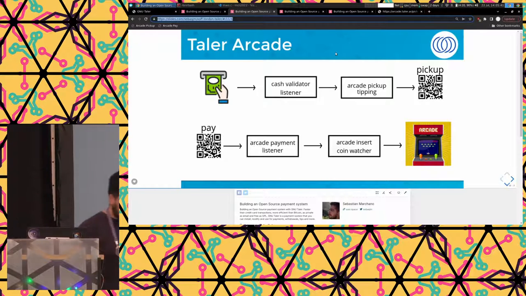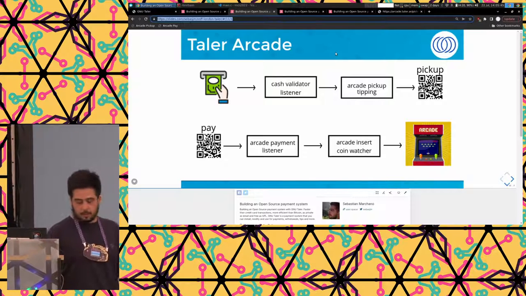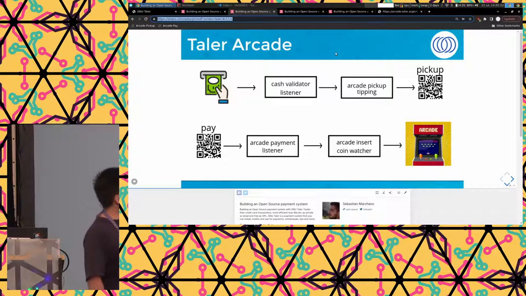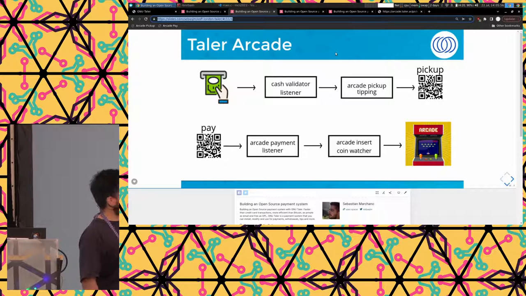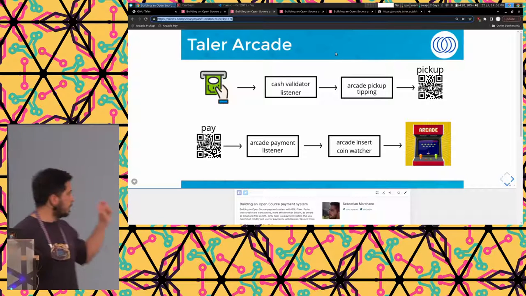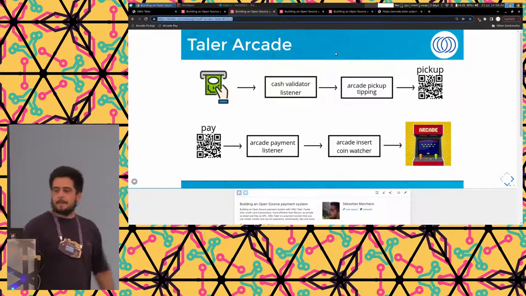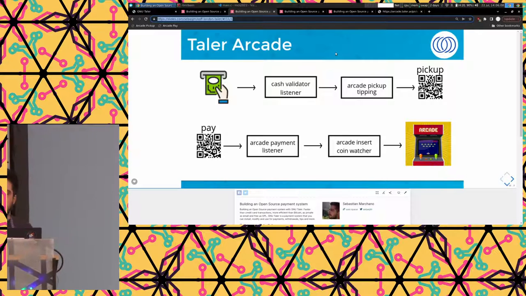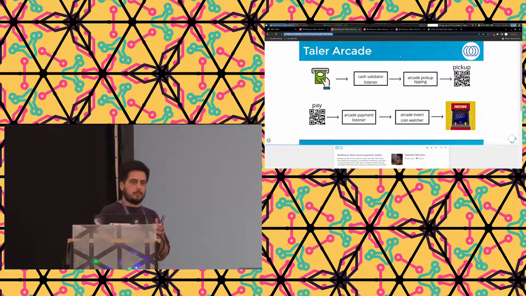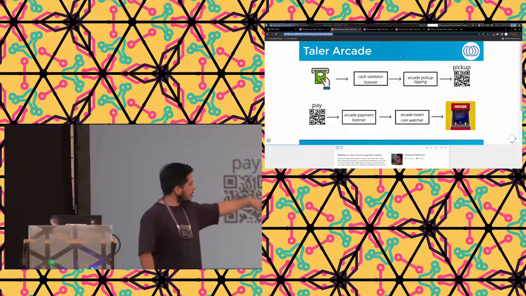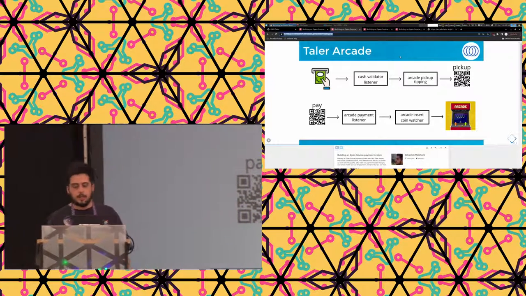What I built here is a device that uses a cash validator and converts the signal to USB serial. There is a server that listens to this information. So whenever I send money here, it will say, OK, you have 20 dollars or 20 euros to pick up. Then we can scan it using our web extension or the mobile device to fill up our wallet with the money. Essentially, it's like when you buy some coins to play in an arcade machine. After having the money in the wallet, I can scan another QR code that will talk to the payment listener, and it will send the information to the arcade machine to play the game.